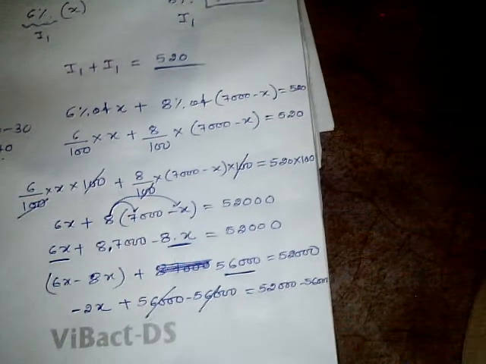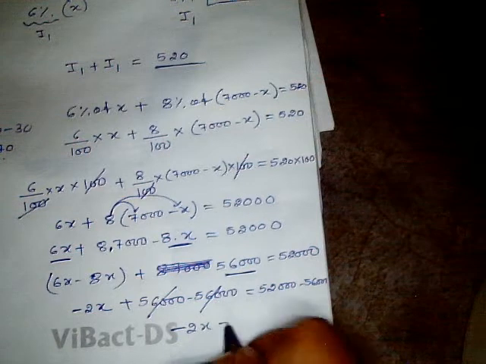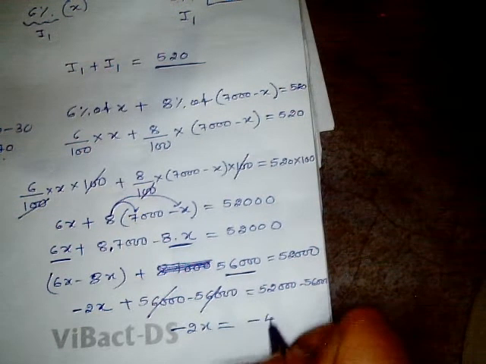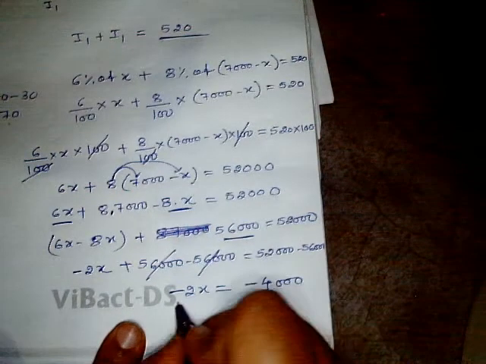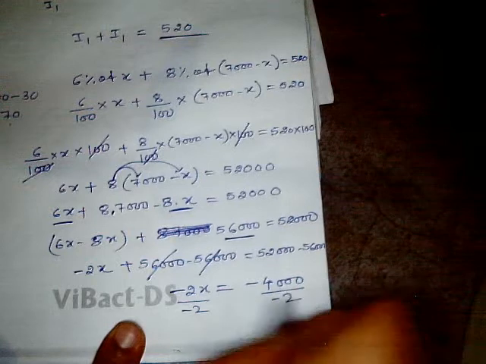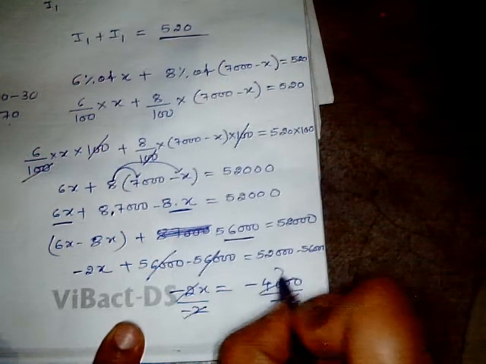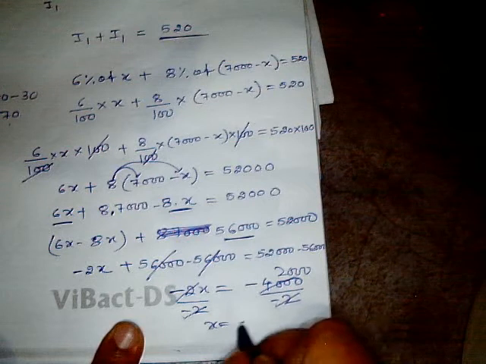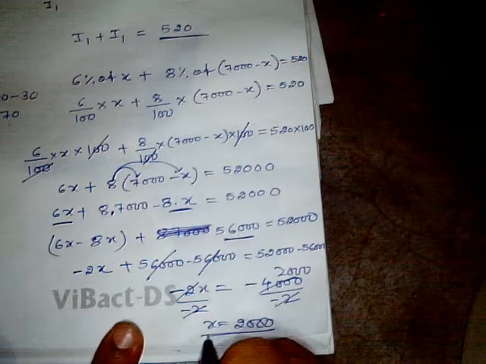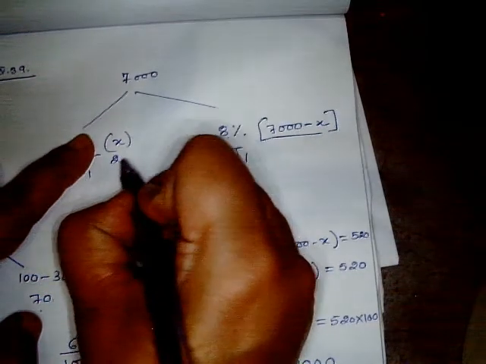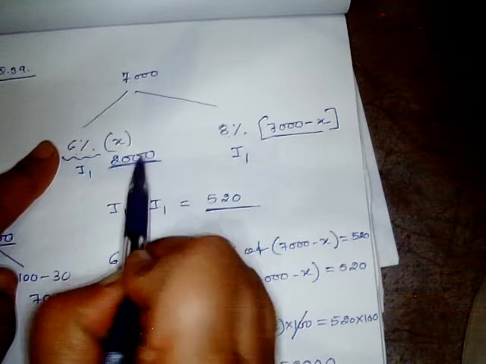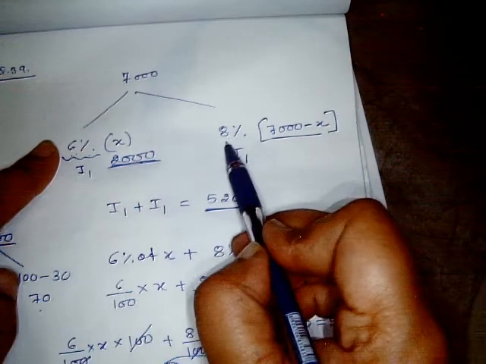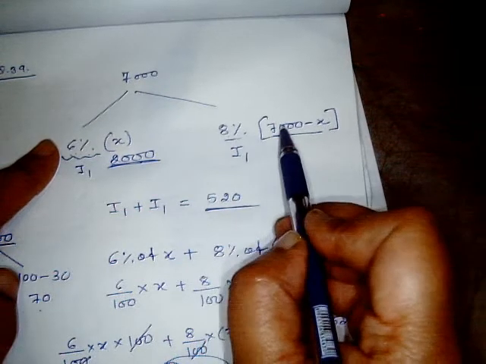Now I need to remove this 2, so I divide both sides by negative 2. This cancels out, and the right side is going to be 2,000. So x equals 2,000. The amount invested under the 6% is 2,000. If I have invested 2,000 under 6%, then the amount under the 8% is 7,000 minus 2,000, that's 5,000. If I total these and they give the required interest, then my calculation is correct.